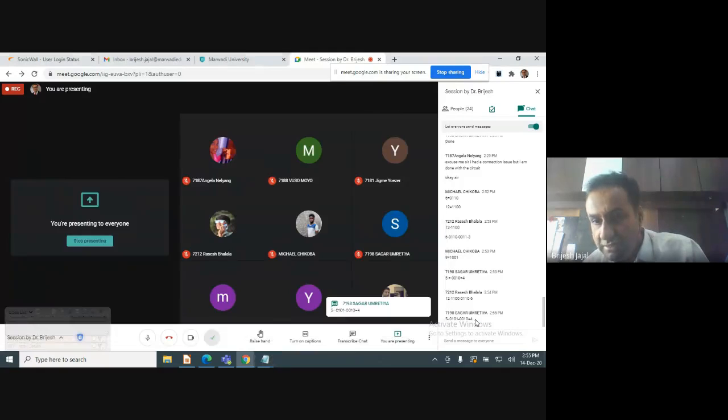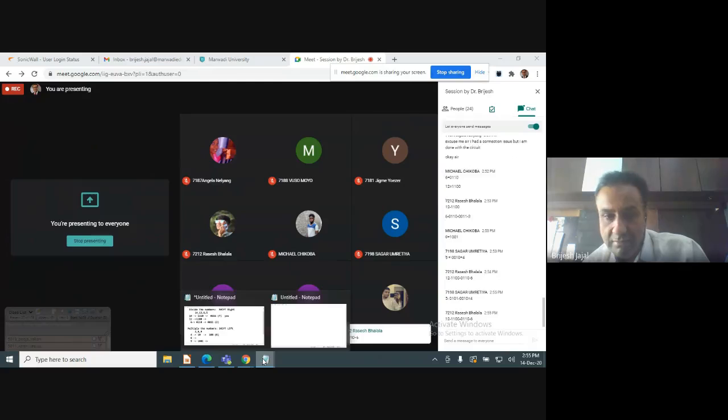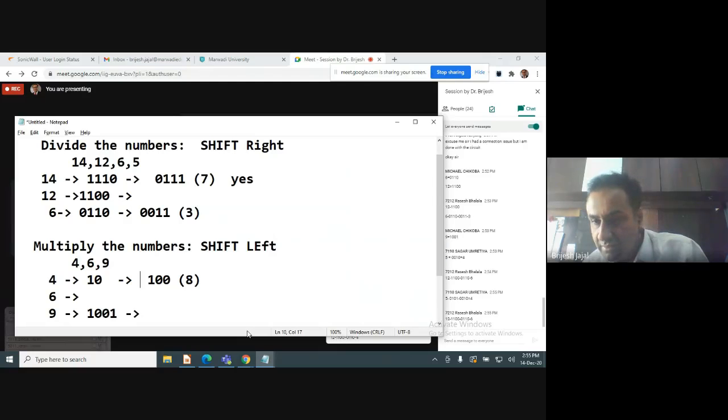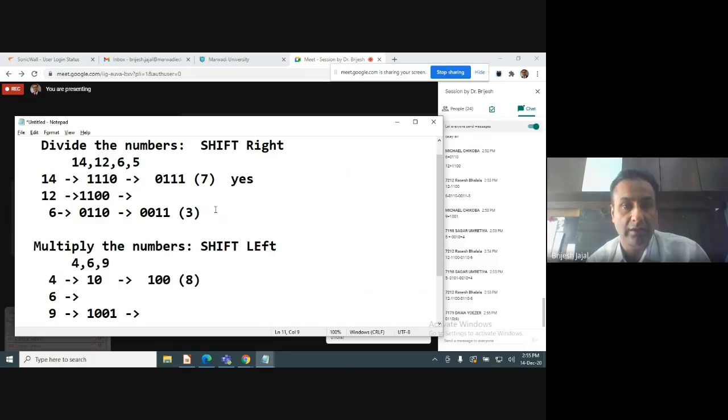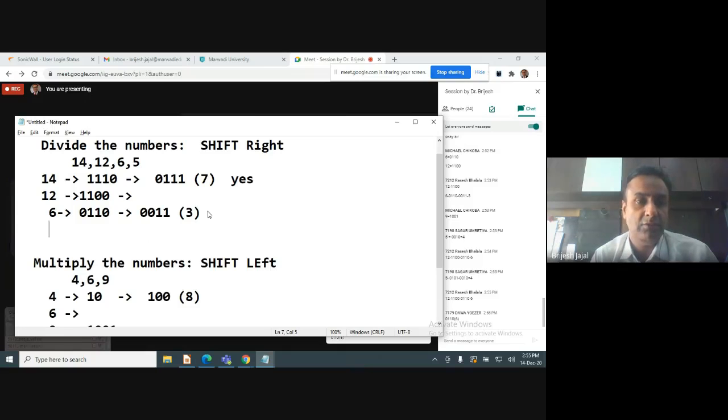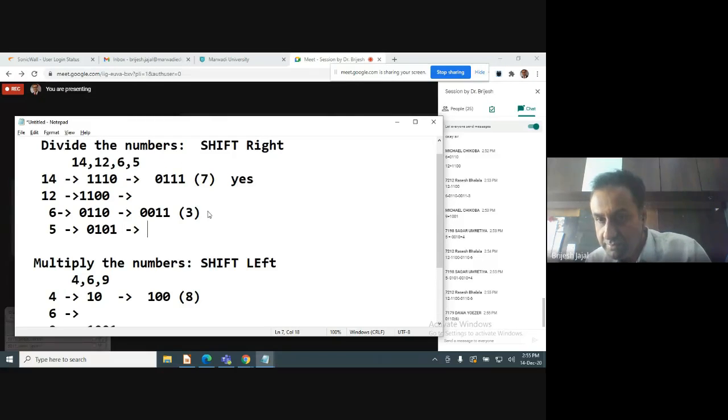See, Sagar has written number 5 is 0101 here. Where is 5? There is no 5. Ah, okay, you are right. There is one more answer, 5. That is 0101. And when you shift it, it becomes 0010. That is, it becomes 2.